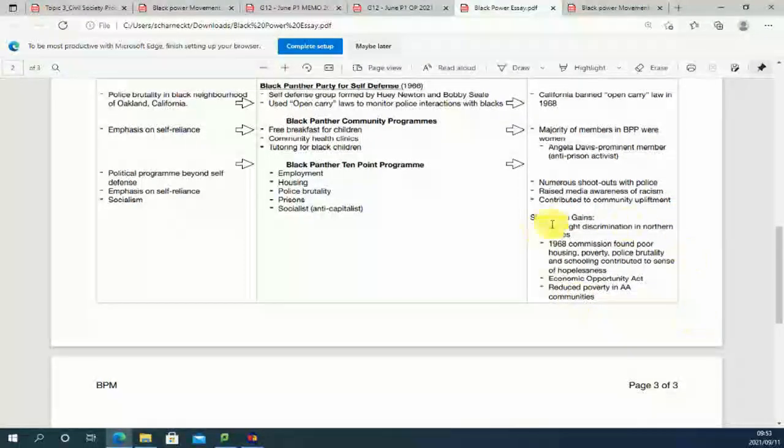So at the end of an essay topic like this, we're looking at the short-term gains, highlighting the discrimination in the northern states, the 1968 Commission, which found poor housing, poverty, police brutality, and schooling contributed to a sense of hopelessness. It results then in the Economic Opportunity Act, which in turn aims to reduce poverty in African American communities.